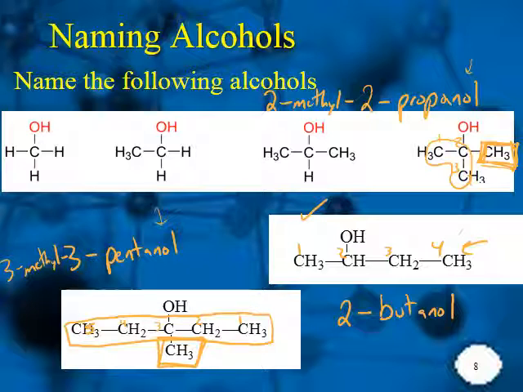So that's it. It's pretty easy. You need to add this location for the alcohol and add the "-ol" ending, but it's the same rules as we did with alkanes. So make sure you try the homework to get some more practice of this. And again, if you can't name alkanes, I strongly suggest going back and watching that video.